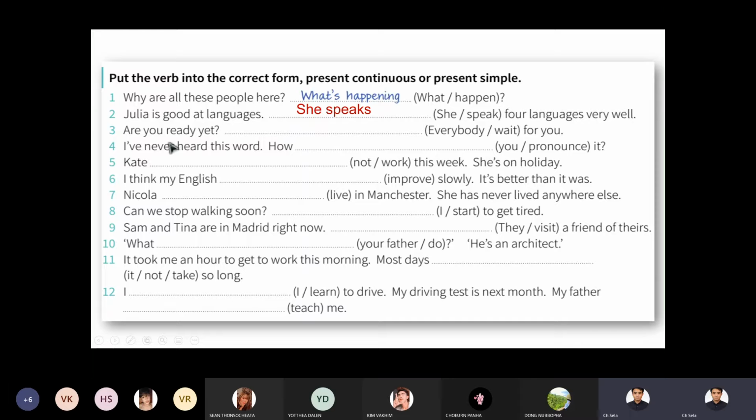Okay, let's do number three together. Are you ready yet? Everybody is waiting for you. So what is it? Everyone is waiting for you. Okay, thank you very much. Everyone is waiting for you.